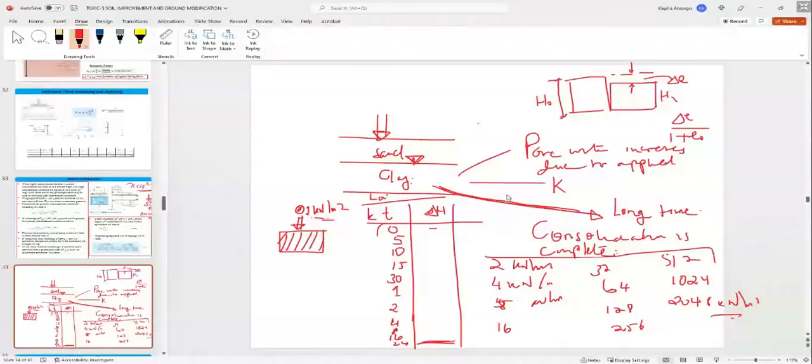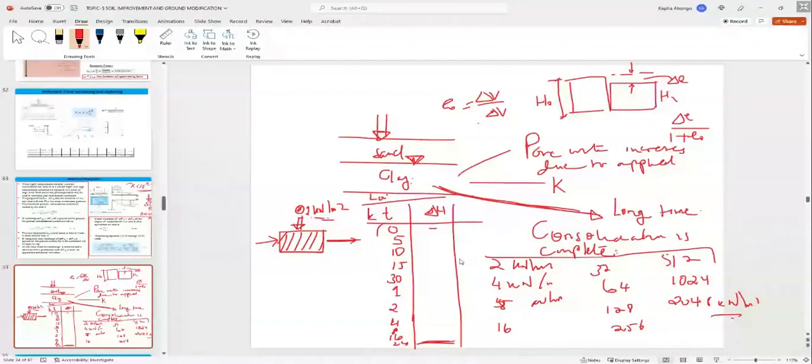Change in volume over the original volume, that's the void ratio, right? Now you understand that this sample is restrained from expanding laterally. It can only consolidate vertically. In other words, the diameter is not changing, but the length is changing. So that's why we consider this volume-wise.